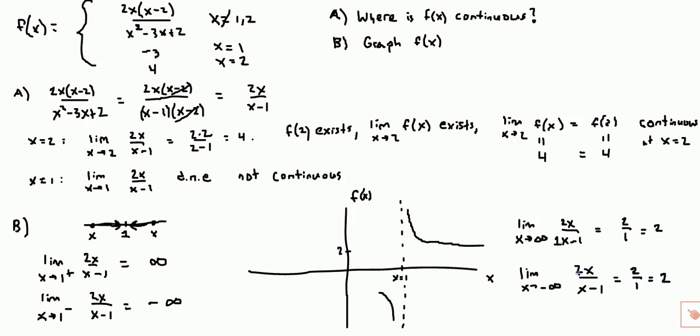So way out here at x equals negative infinity, it's going to approach positive 2. Okay? That tells us that there's a horizontal asymptote at f of x equals 2. Okay? Now this wasn't the best graph. It's going to look something a little nicer like this, probably. But that's the main idea.